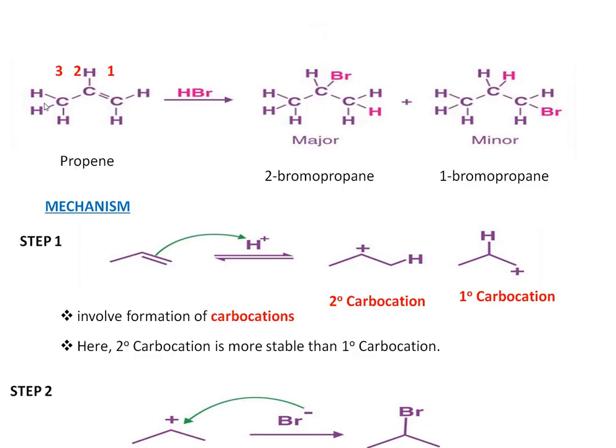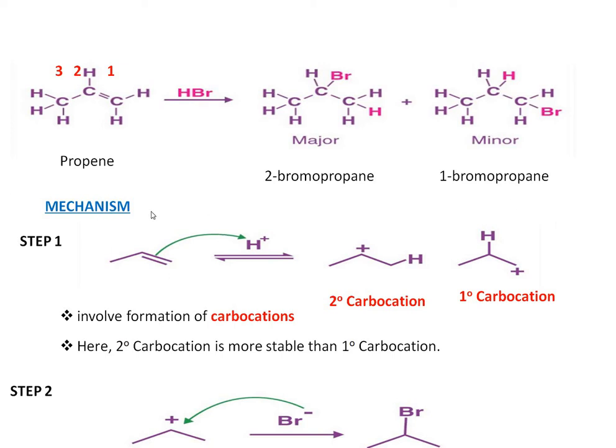This is the reaction in which propene reacts with HBr, H is the plus and Br is the minus sign. This Br will react on this second carbon. So it will form the major product as 2-bromopropane and the minor product as 1-bromopropane.